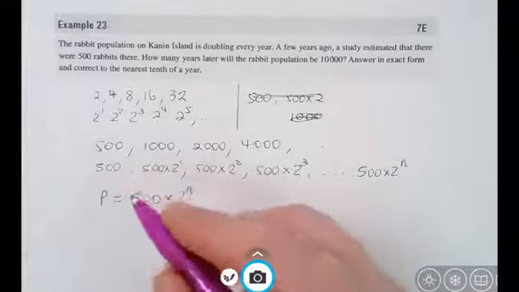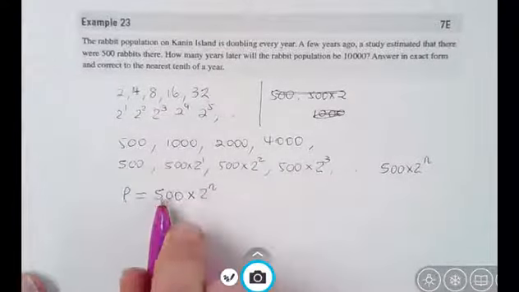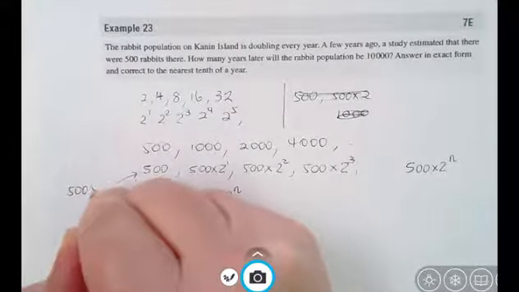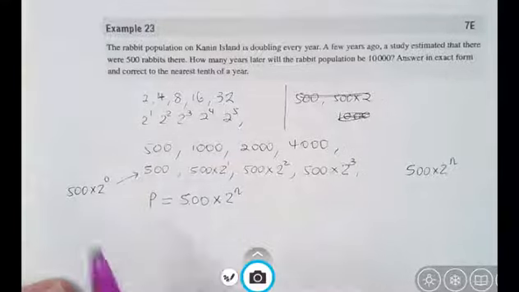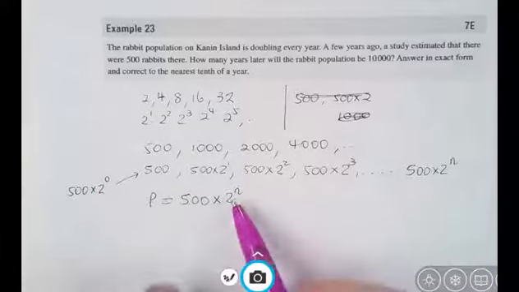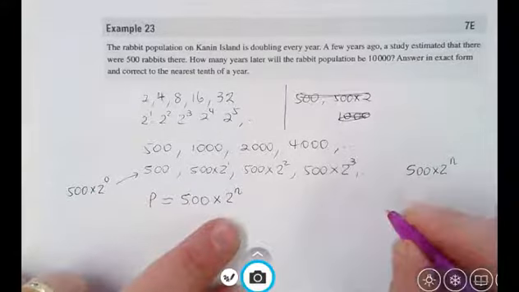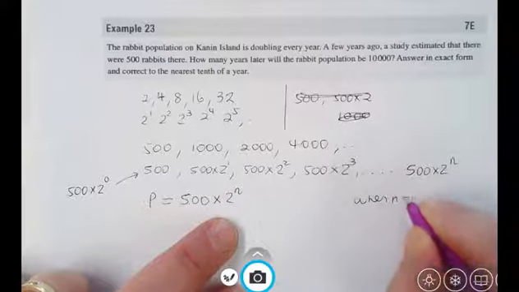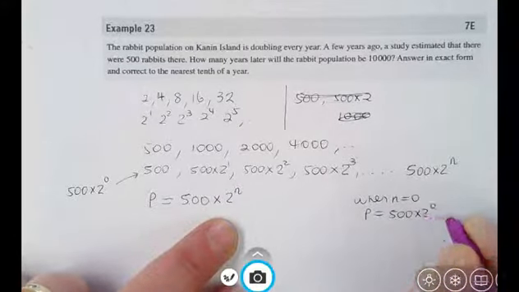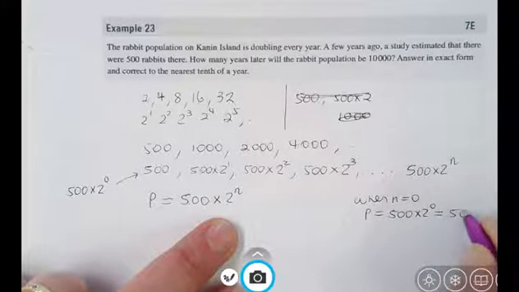Now some of you might be thinking, well, how does this formula fit in with the 500? Well, 500 really is 500 times 2 to the power of 0, because we know that 2 to the power of 0 is 1. So that means that the initial population, so for example here, when n is 0, my population is 500 times 2 to the 0, which is 500 times 1, which is 500.